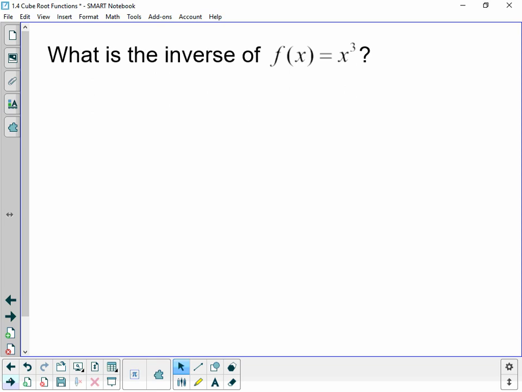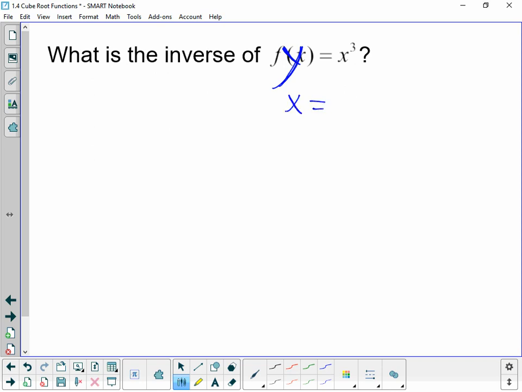We've been working with inverses this unit, and so my question is, what is the inverse of f of x equals x to the third power? Well, to answer that question, we're going to use the same procedure that we have used in all of our prior work, which is we are going to, remember this is a y value, f of x just represents y, and we're going to switch that x and y in the equation.